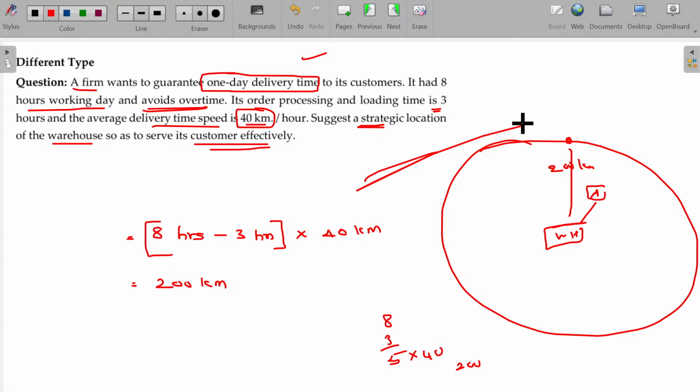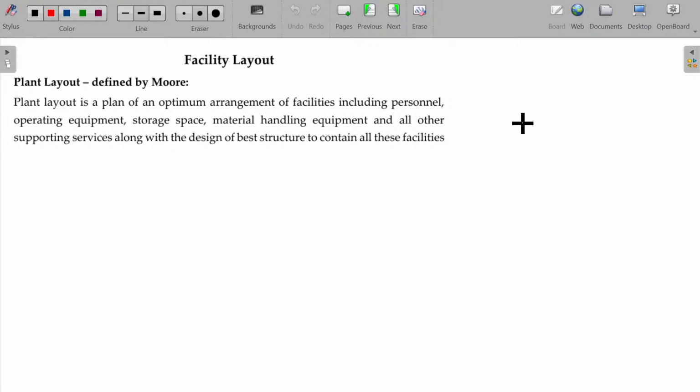Now let's move on to the next one. Next one is all about layout, facility layout.